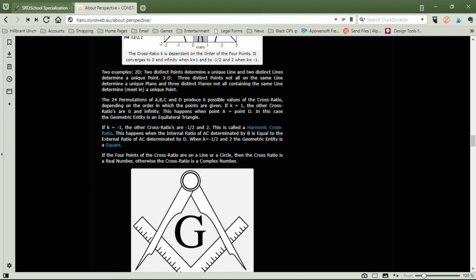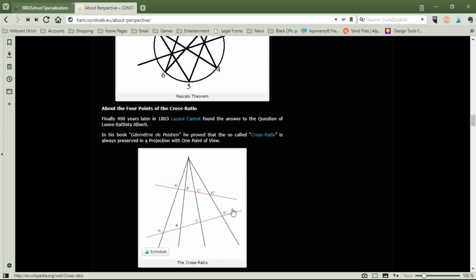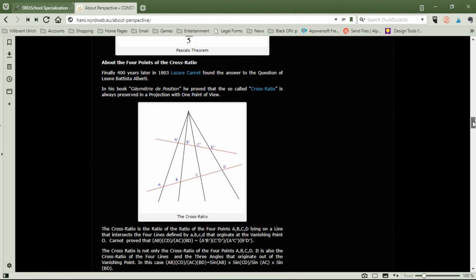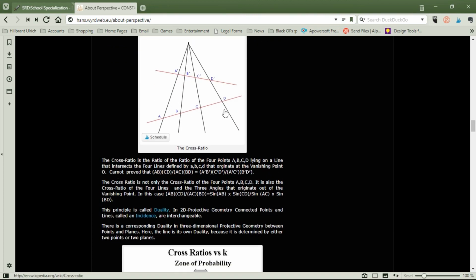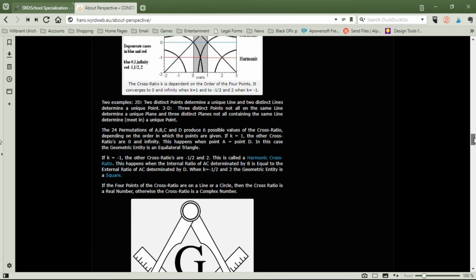So what they're showing here is something called a cross ratio. You have your vanishing point and you have your lines, whatever they may be, going to the vanishing point, and then whatever lines are crossing, these proportions are always going to be the same and predictable. The proportions to each other. So that's a cross ratio. That's the cross proportions that can always be determined.